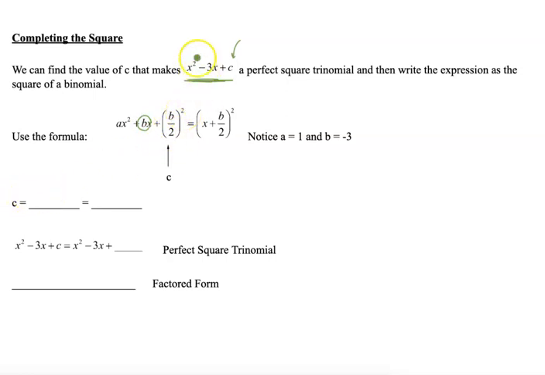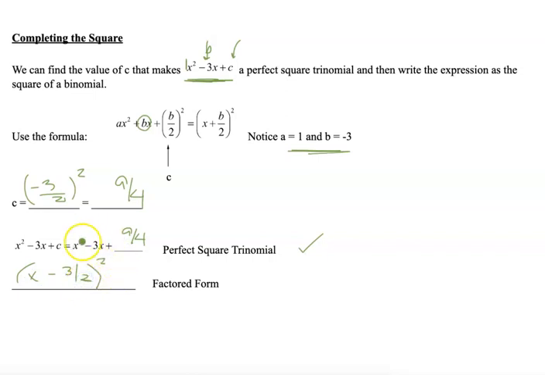Okay, so in this case, my a value is 1, my b value is negative 3, I've written those here, and my c value is going to be negative 3 over 2 squared. Again, b over 2 squared, so that is 9/4. So if I say x squared minus 3x plus c equals x squared minus 3x plus 9/4, I now have a perfect square trinomial. And if I put it in factored form, I get x minus 3 over 2 all squared, which actually multiplies out to x squared minus 3x plus 9/4, and that is the square of a binomial.